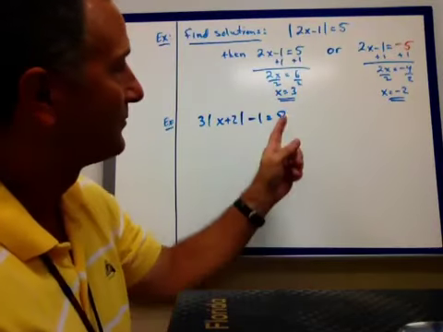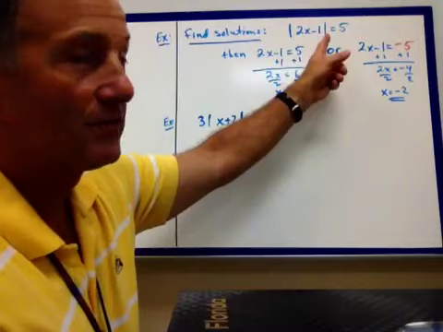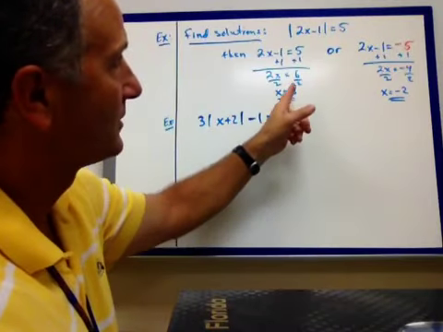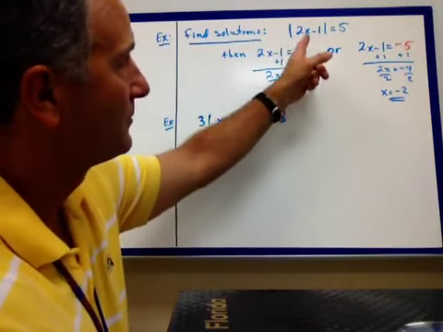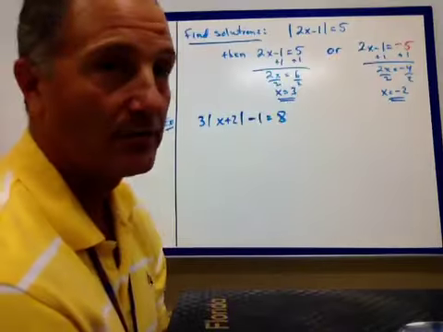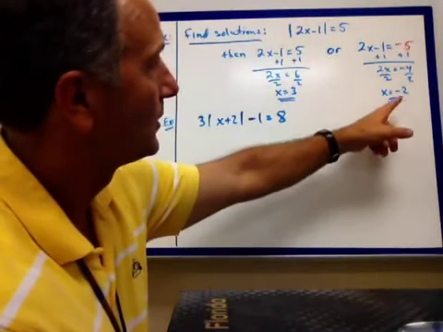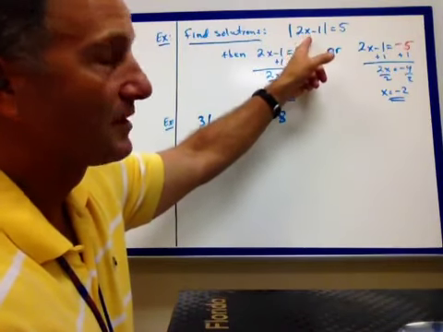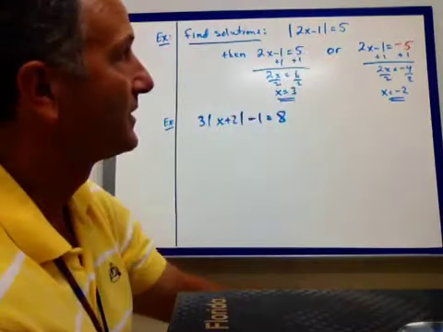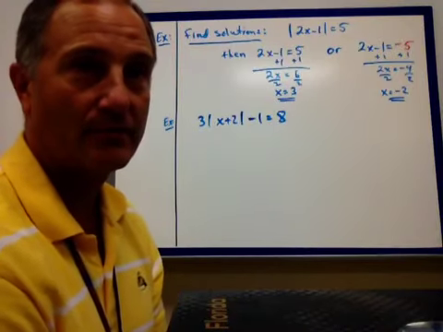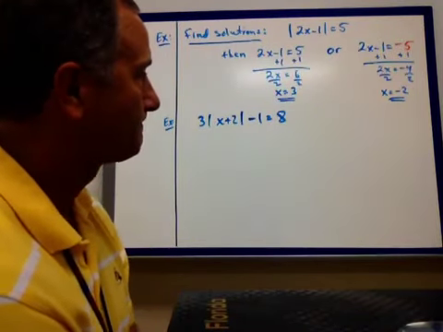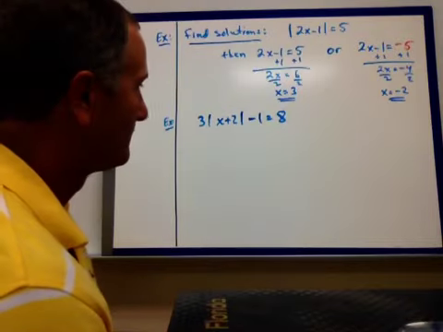So as long as x is 3 or negative 2, this is a true statement, and you can check it. 2 times 3 is 6, minus 1 is 5, the absolute value of 5 is 5. Plug in negative 2, 2 times negative 2 is negative 4, minus 1 is negative 5, the absolute value of negative 5 is 5. So it works for that. So let's take a look at another example.